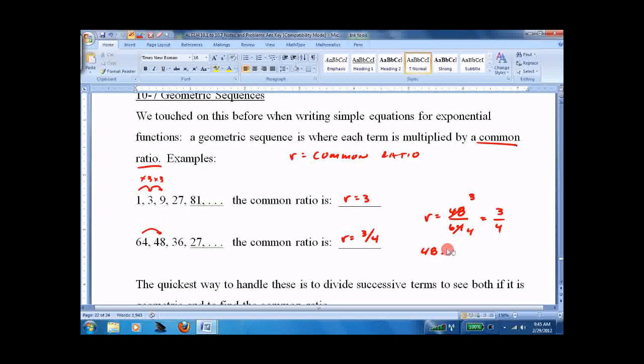48 times 3/4 better get us 36. Looks good. So from here to here, it's times 3/4. And with a fraction like this, I would actually check it again and see if that's the case. You can do that if you want. Looks to me like it works.